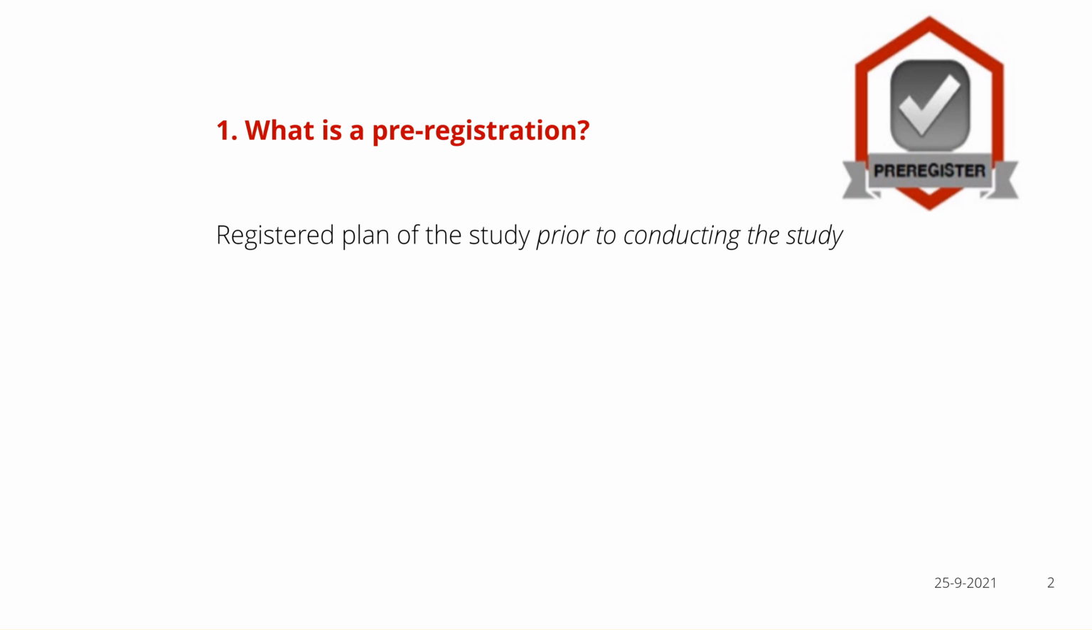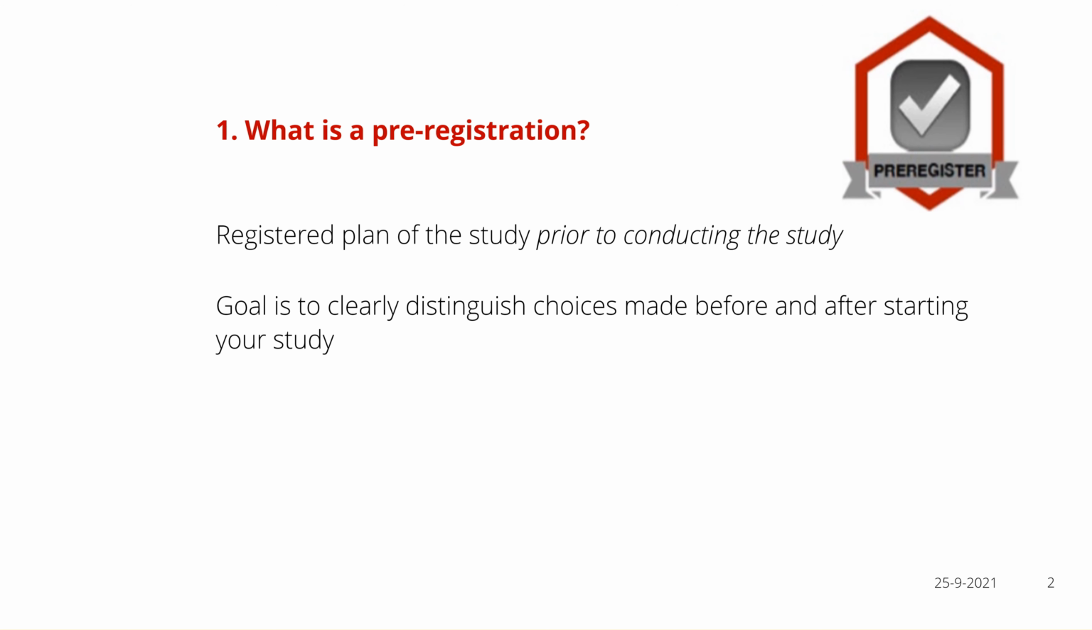The pre-registration is published on a platform independent of the journal that you will eventually publish your study in. The goal is to map out clearly what were choices that you made prior to the start of your study and what were choices you made after starting and why they were made.